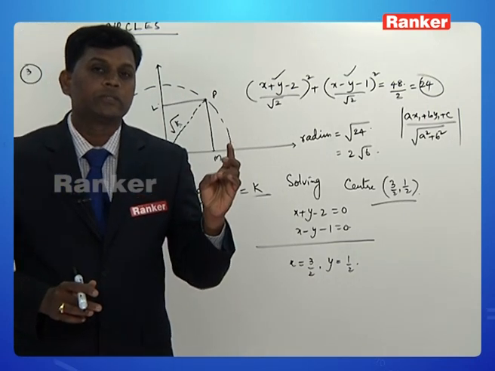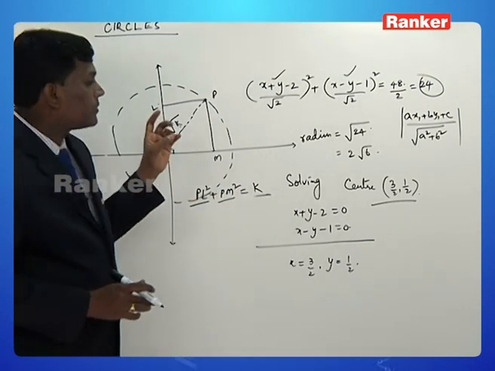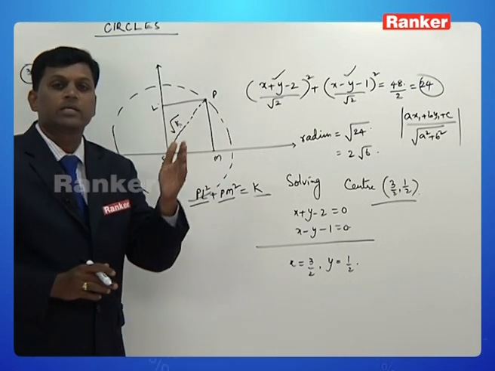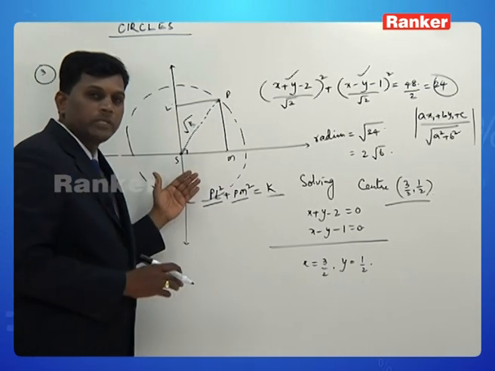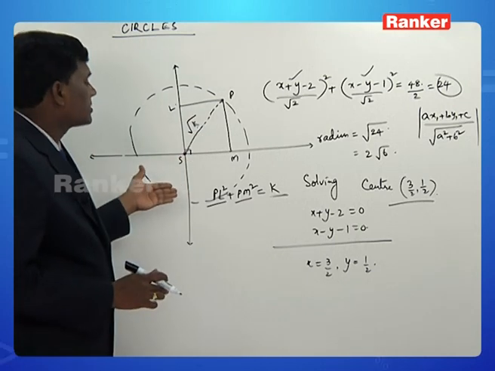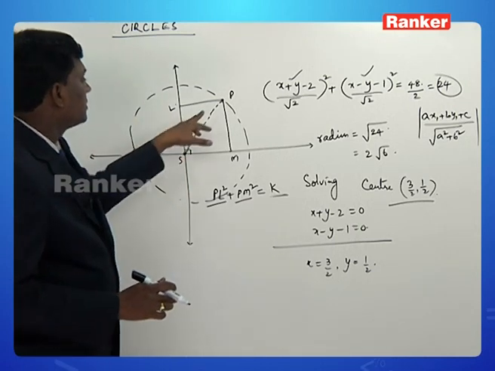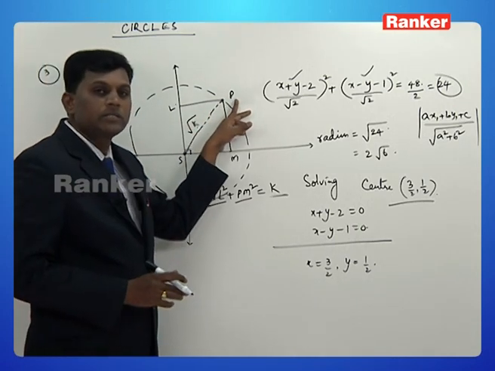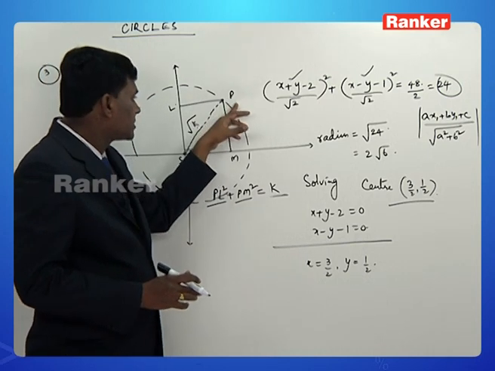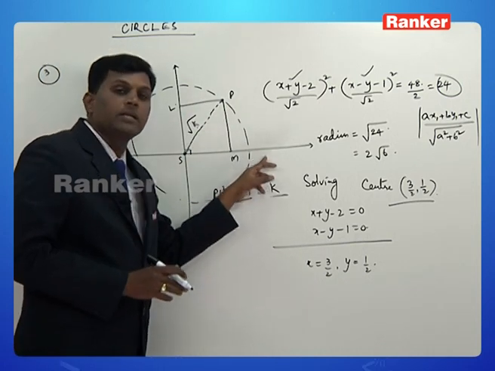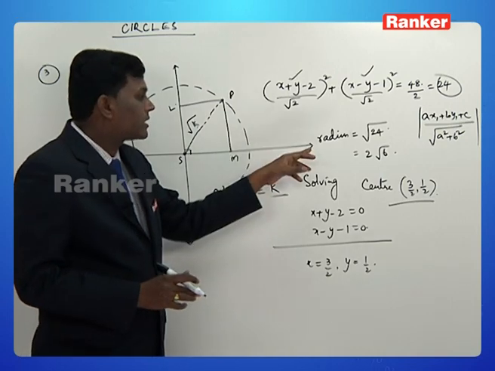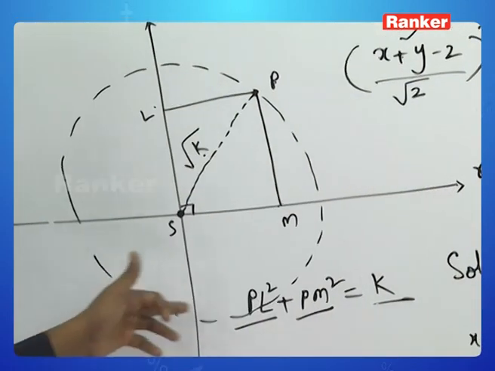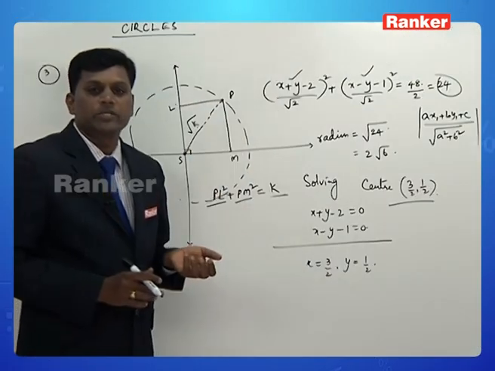Second case, when extremities of a diameter are given for a circle, how to find the circle equation, we have also seen. Now the third case, whenever a point is moving such that the sum of squares of its distances from two perpendicular lines is a constant k, then its locus always represents a circle equation.